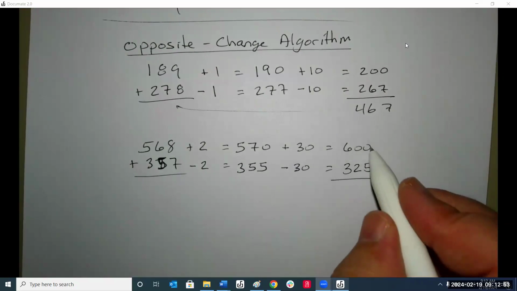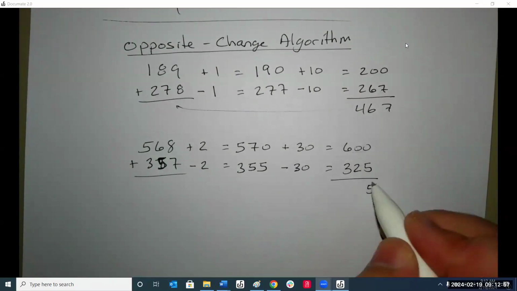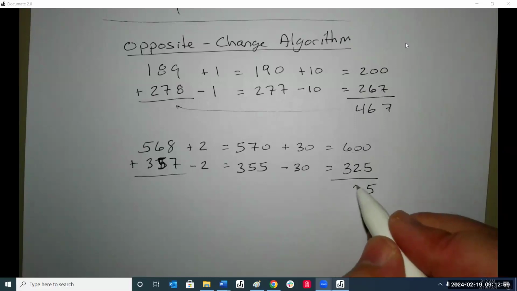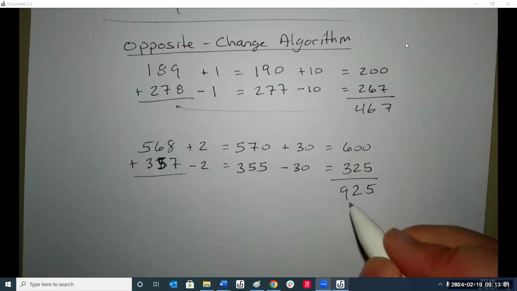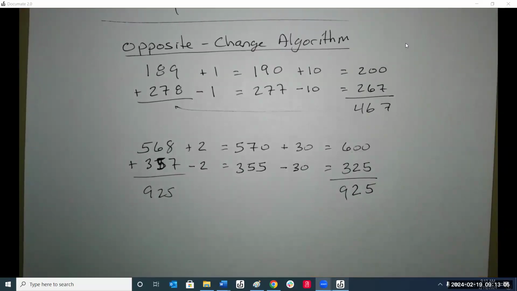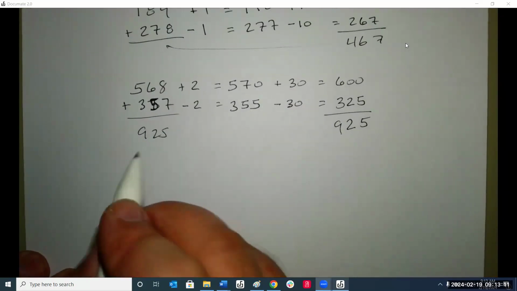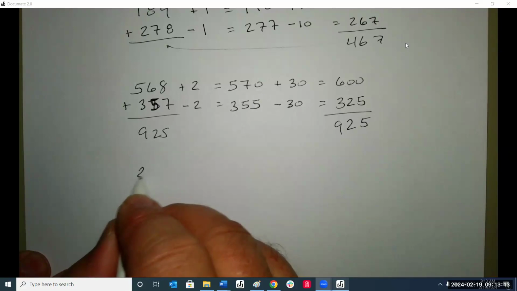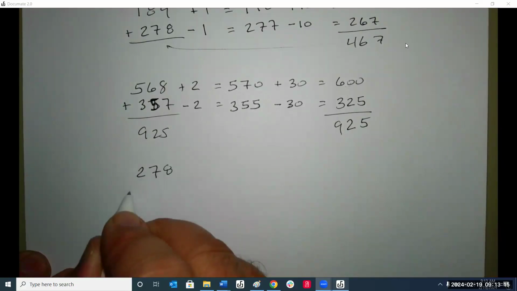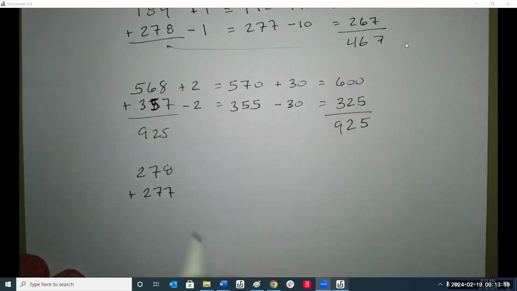Now we can add these since we have 2 zeros. 0 plus 5 is 5. 0 plus 2 is 2. 6 plus 3 is 9. So this is 925. And this is a method we'll use when we get to start estimating. 278 plus 277.